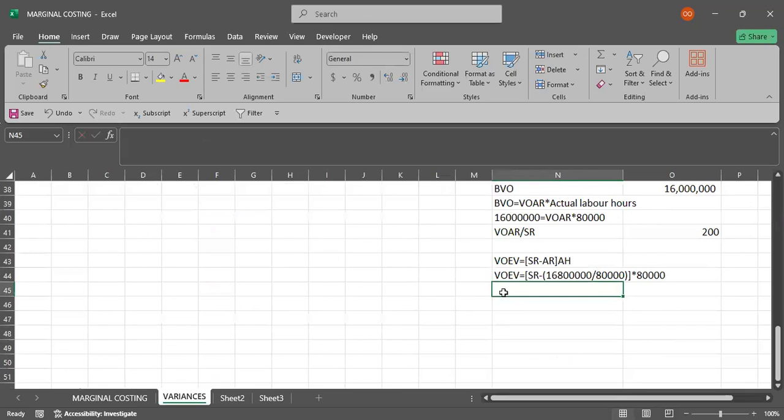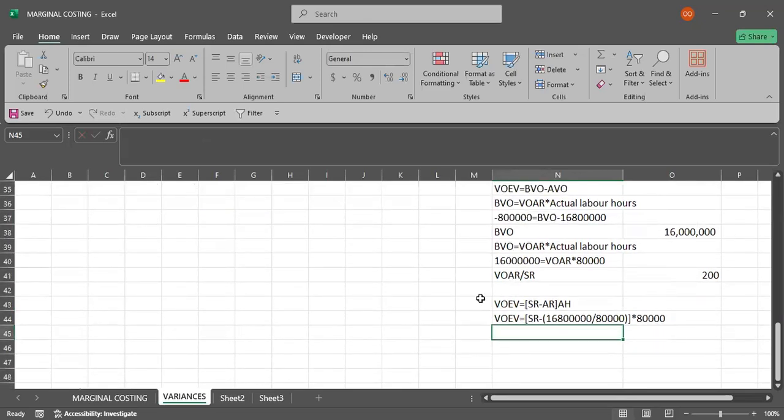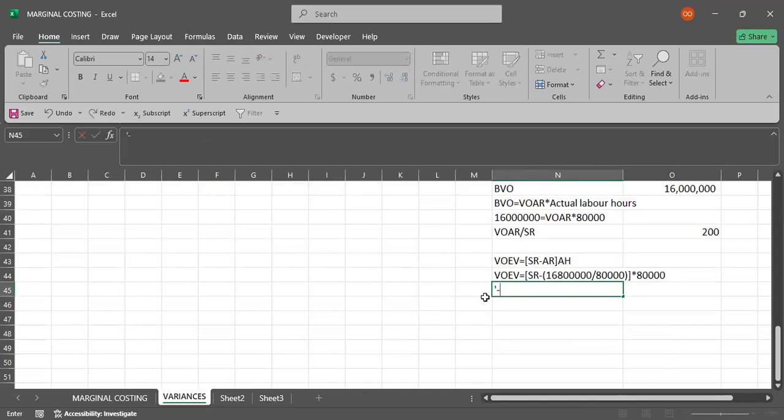Let's break the bracket. So variable overhead expenditure variance, I was told, is equal to negative 800,000. Then we equate to standard rate, which we do not have. So standard rate times, we are now breaking the bracket by multiplying by what is out. So we have 80,000 standard rate minus 16,800,000 divided by 80,000 times 80,000 is still giving us the same figure. Good. So we've now been able to break the bracket.